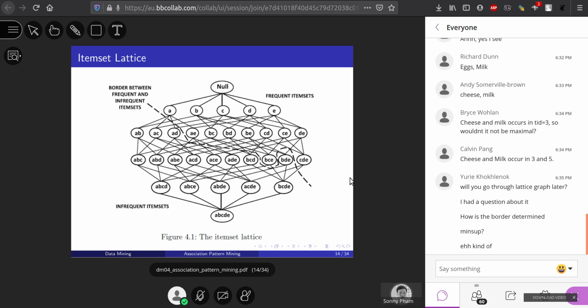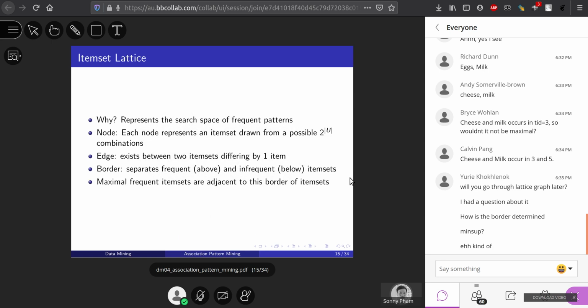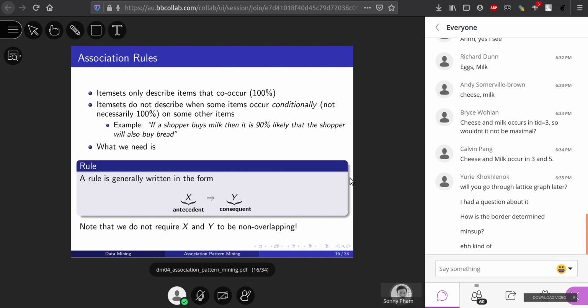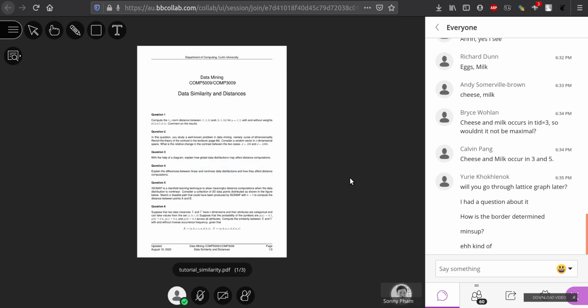Okay, I think that's enough. Association rules, maybe we touch on that later. Let's solve some tutorial questions to make sure that you understand all the concepts clearly. Let me have a look at the first question. Oh, sorry, I got the wrong one. Not this one, I need another file. Tutorial, right? That is about association pattern mining.